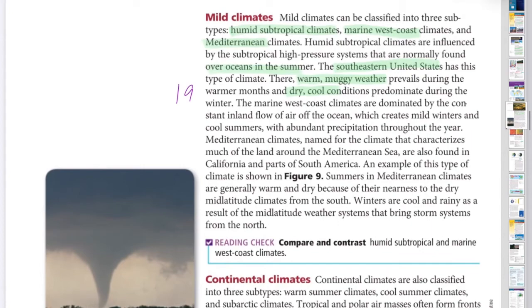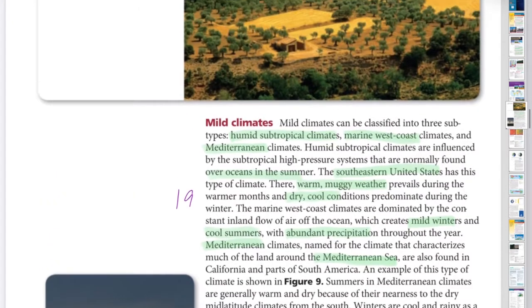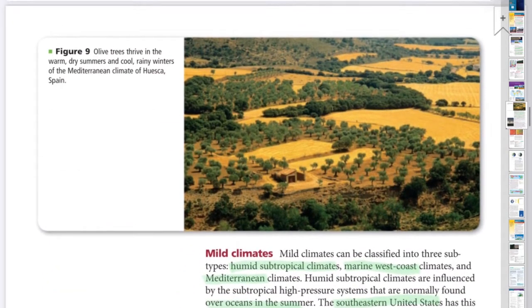The marine west coast climates are dominated by the constant inland flow of air off the ocean, which creates mild winters and cool summers with abundant precipitation throughout the year. So you end up with these temperate rainforests. Mediterranean climates, named for the climate that characterizes much of the land around the Mediterranean Sea, are also found in California and parts of South America. An example of this type of climate is shown in Figure 9. So this is an example of a Mediterranean type climate.